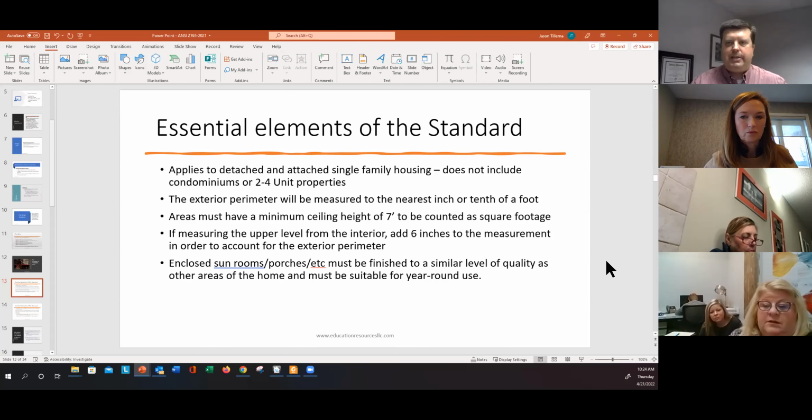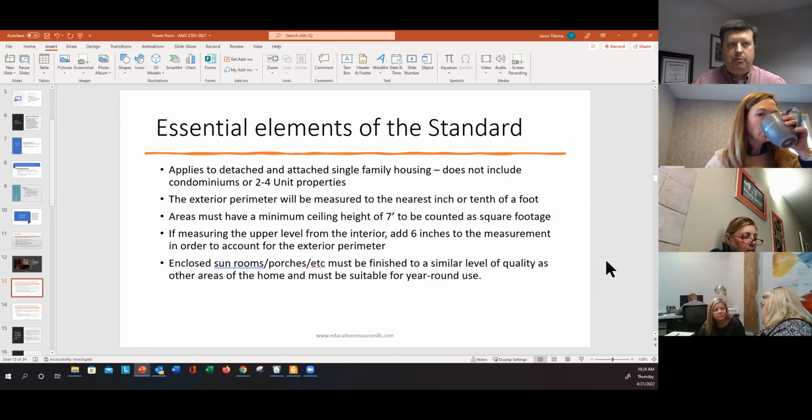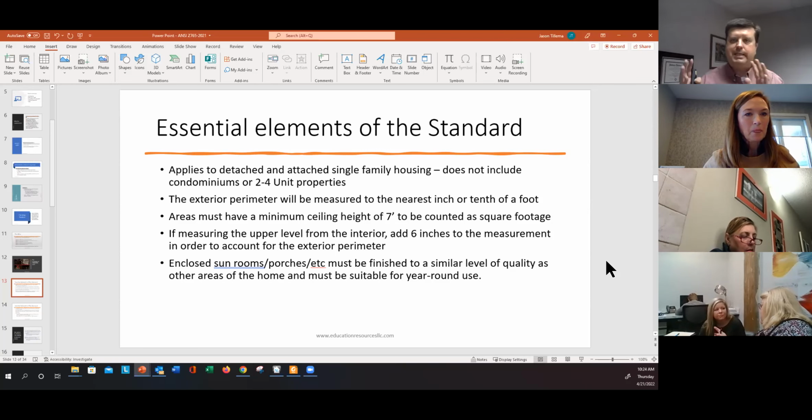Again, when you apply that code, you have to give a reason why. And Fannie Mae is monitoring when appraisers use that code because they don't want appraisers using it simply to get out of measuring to the ANSI standard. So it's going to be very unique circumstances when you actually apply that code. If you're measuring the upper level from the interior, we do add 6 inches to the measurement in order to account for the exterior perimeter, because again, we're measuring the exterior perimeter. And so if we're measuring from the inside, we have to add for that.